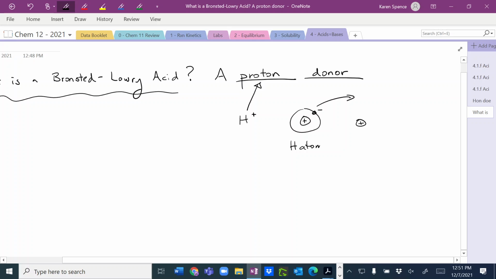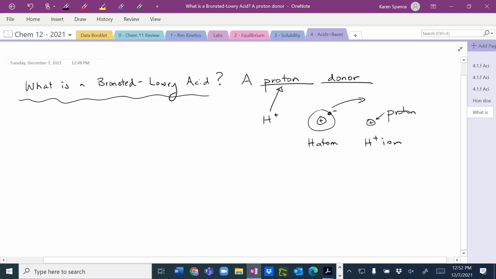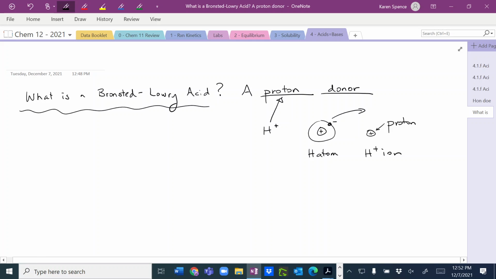If we remove the one electron, what are we left with? This is an H atom. This is an H plus ion. What's the only thing that's left? A proton. Yes? That's why we refer to an H plus ion as a proton. So if a Bronsted Lowry acid is a proton donor, what is a Bronsted Lowry base? A proton receiver or a proton acceptor?